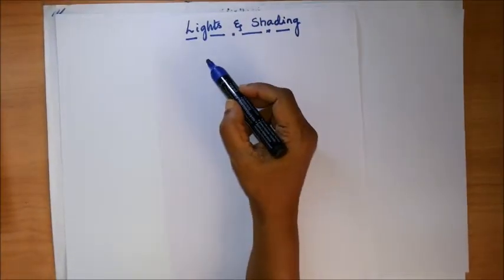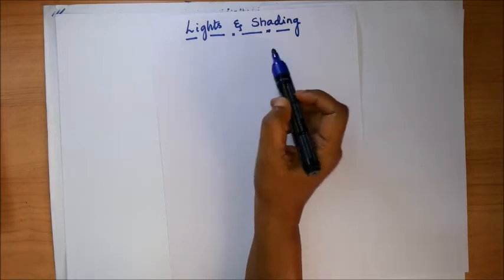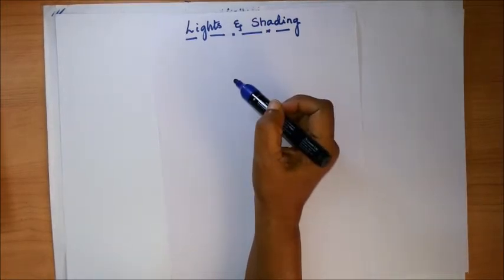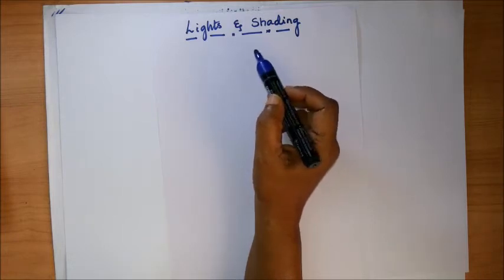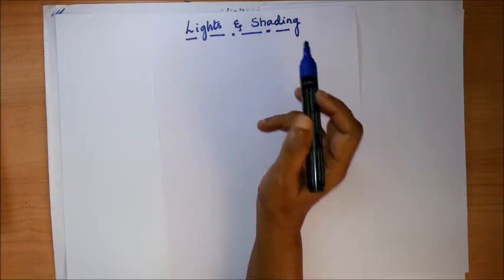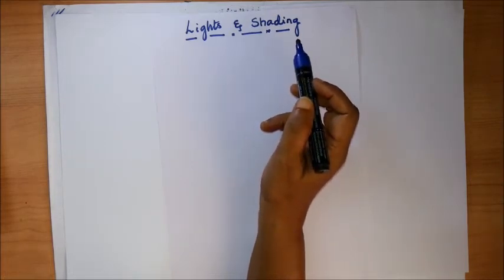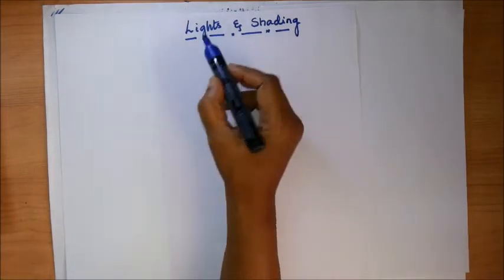Hello friends, today we'll be learning about lights and shading in computer graphics. It plays a very important role, as a realistic image will be illuminated, or you will be able to see all the images, all the objects in the real world, only because of the lights and the shades that they bring in real life. In a similar way, we need to represent this real world in a computer graphics scene, and for that we need to understand various models.